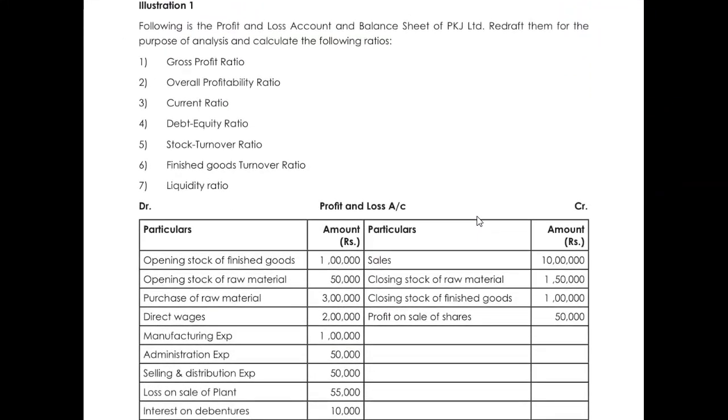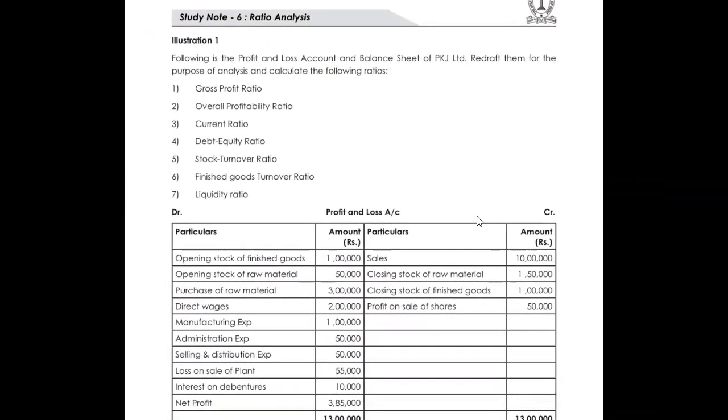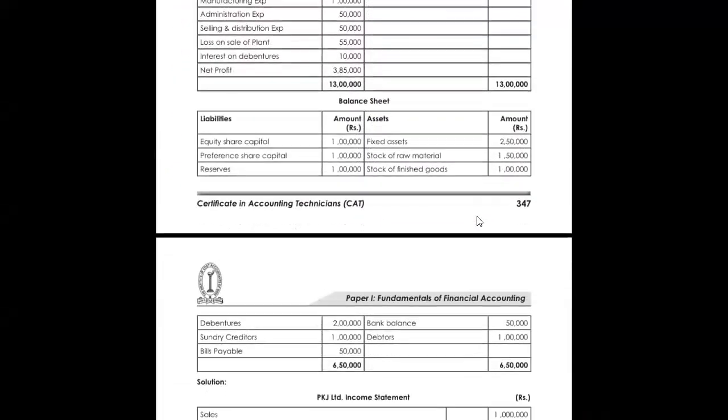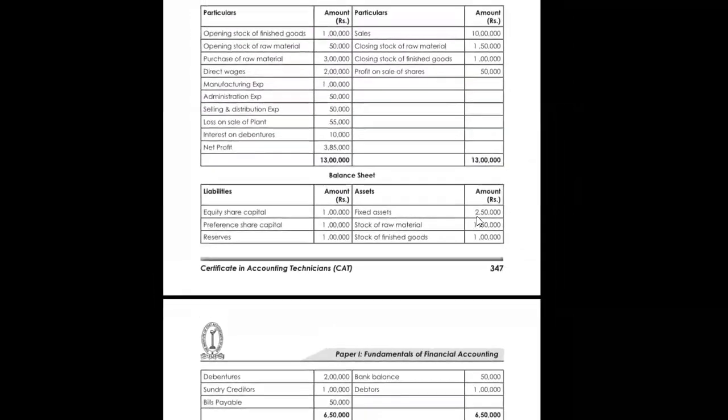And then we have some questions. For example, we have illustration number 1, where you have been given the P&L account of PKJ Limited, and you have to calculate gross profit ratio, overall profitability ratio, current ratio, debt equity ratio, stock turnover ratio, finished goods turnover ratio, and liquidity ratio, my friends. You have the balance sheet also and the P&L also.